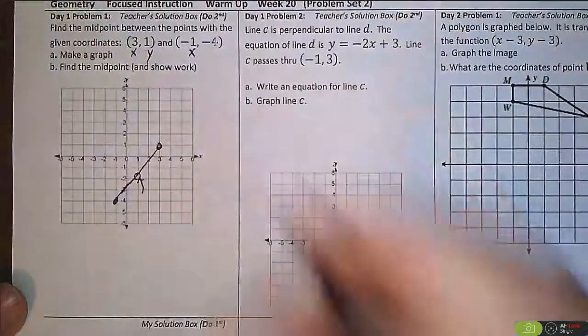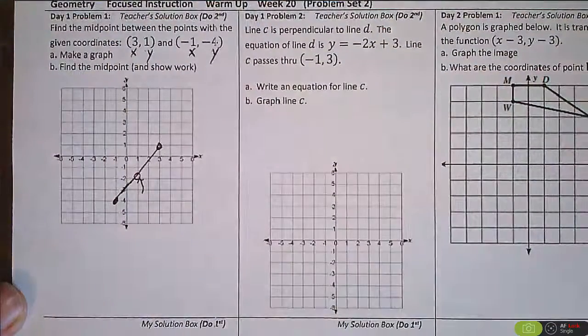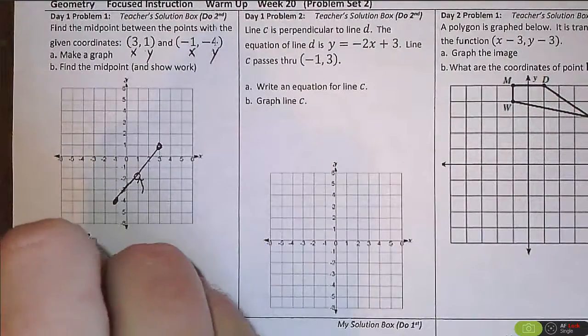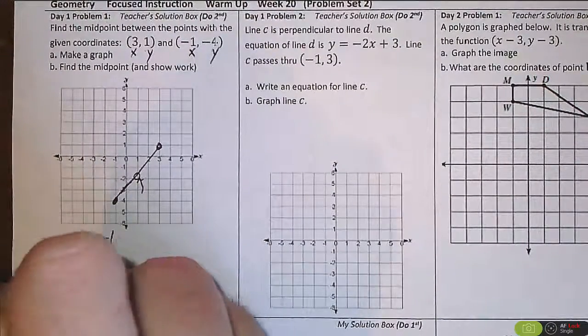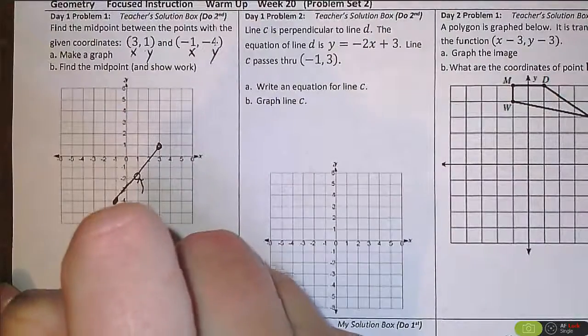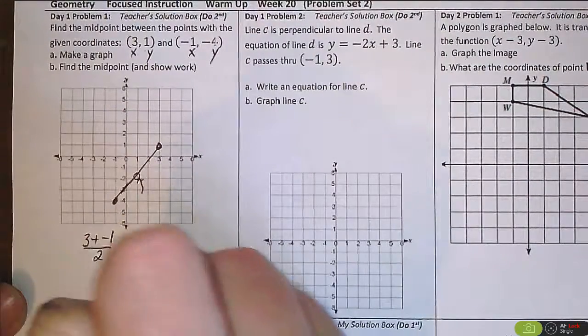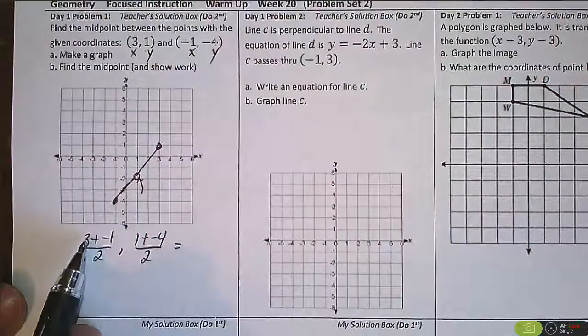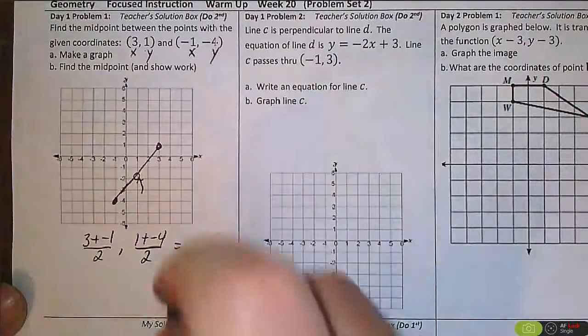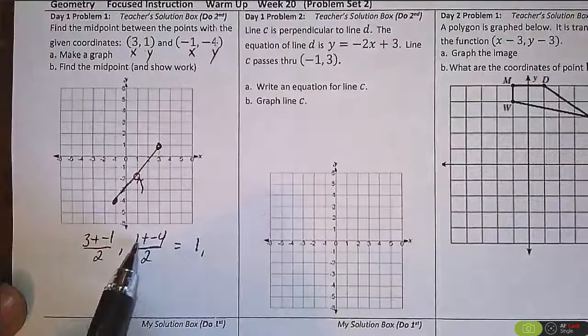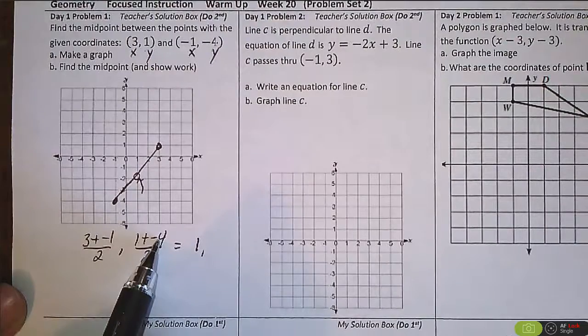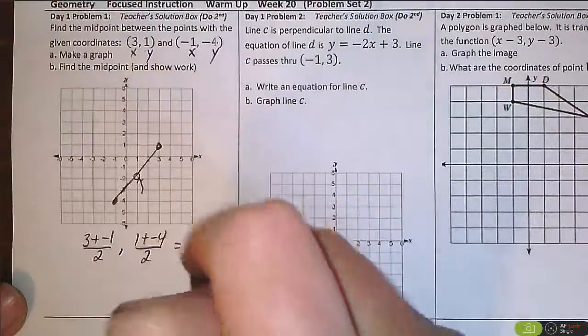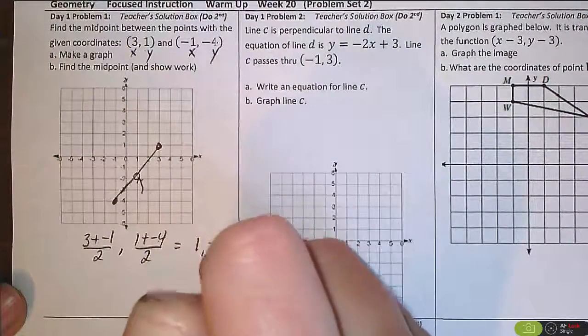This is a y coordinate and this is a y coordinate. Add those together and divide by 2. So the work looks like this: (3 plus -1) divided by 2 and (1 plus -4) divided by 2. 3 plus -1 is 2. 2 divided by 2 is 1. 1 plus -4 is -3. And -3 divided by 2 is -3/2.